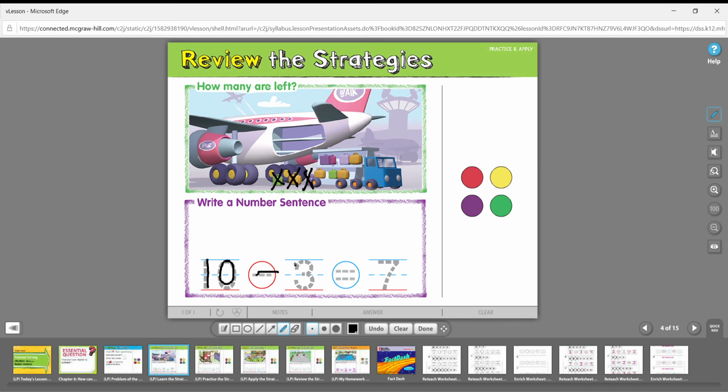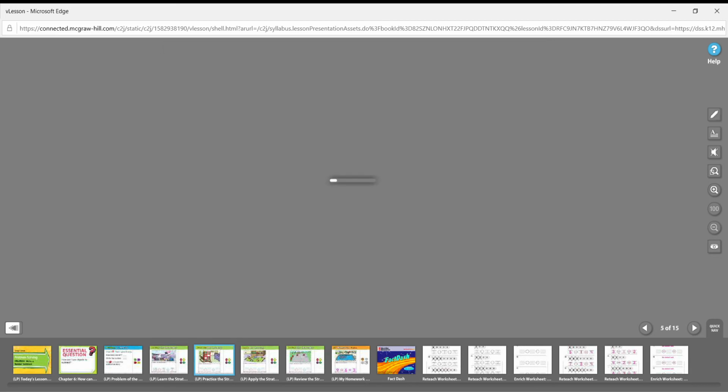So 10 minus 3 equals how many suitcases are left? 1, 2, 3, 4, 5, 6, 7 suitcases are still on the truck. So 7 suitcases are left. That's our number sentence. 10 minus 3 equals 7. That's right. So we're going to go on to the next page.